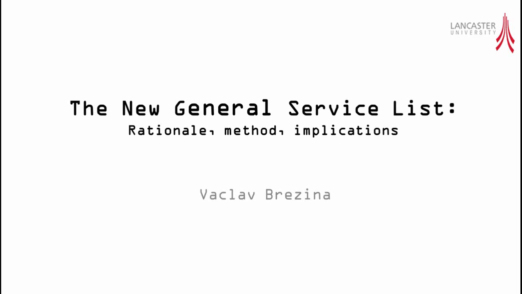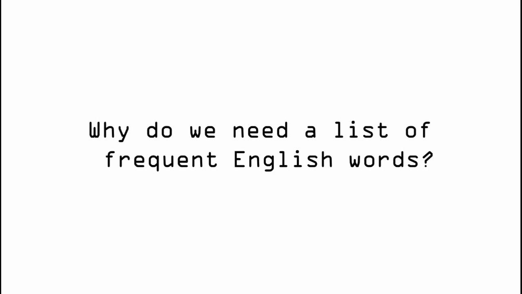Why do we need a vocabulary list? Why do we need a list of frequent English words? Imagine you have a friend and they speak no word of English and you want to teach them some words. Where would you start? One of the possibilities is to start pointing at objects around you and start naming them. A chair, a desk, a window, and so on.